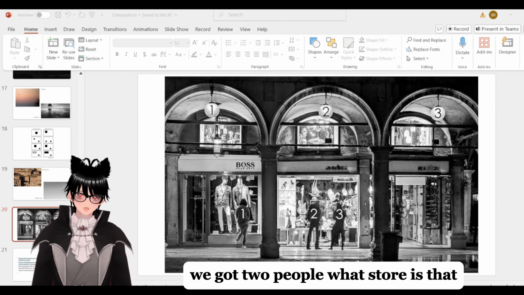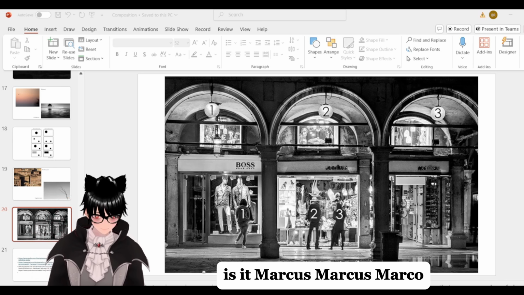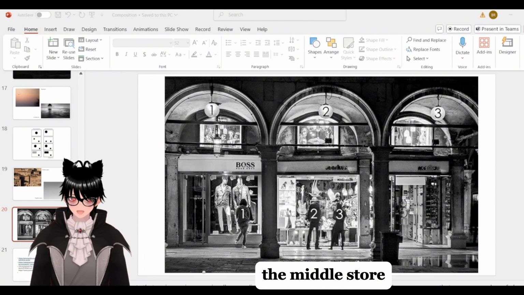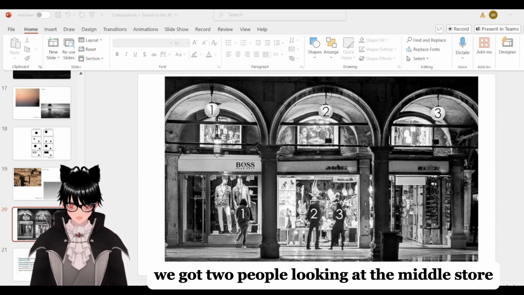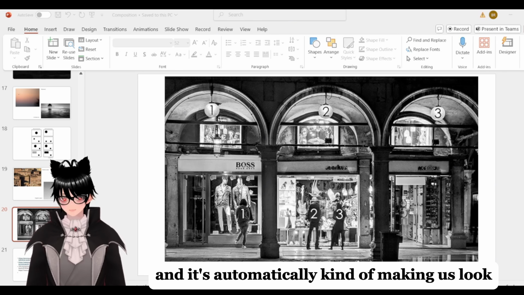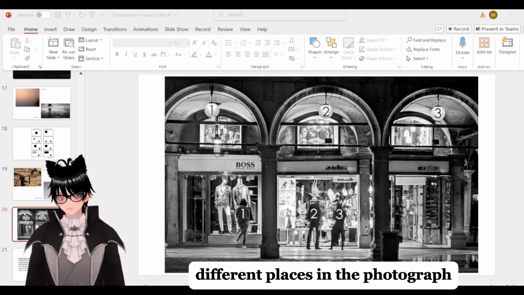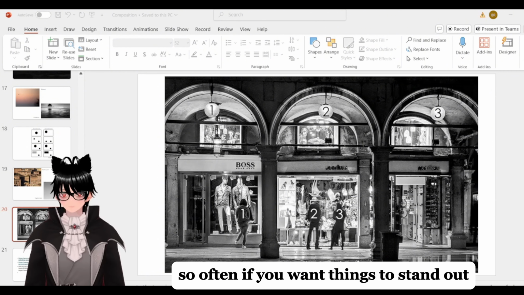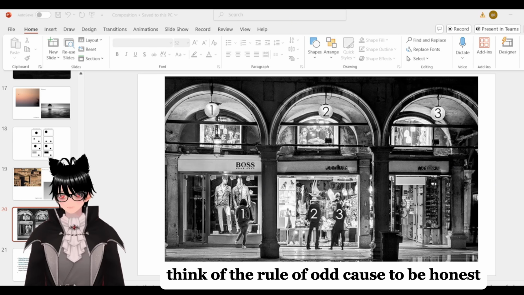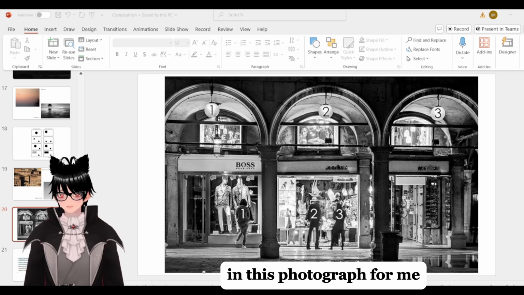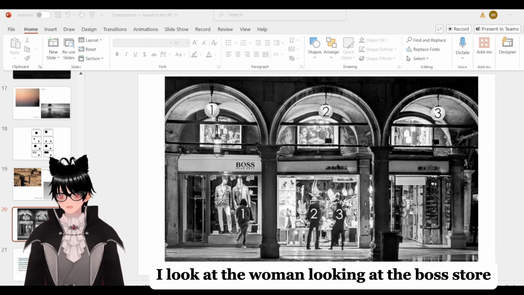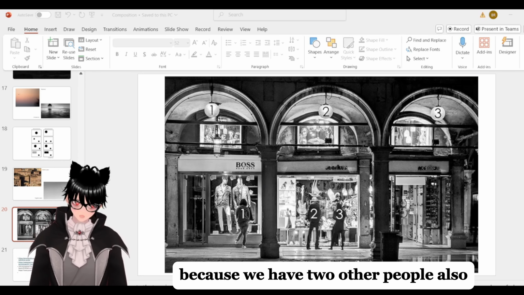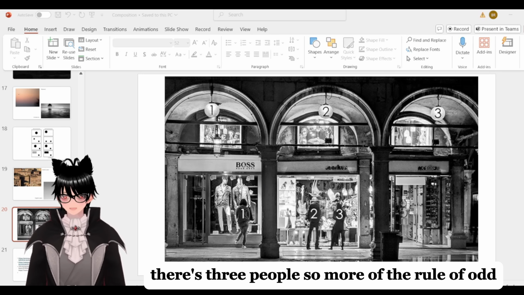We've got 2 people. What store is that? Is it Marcus? Marco? The middle store. We've got 2 people looking at the middle store, and it's automatically making us look at different places in the photograph because of how odd it looks. So often, if you want things to stand out, think of the rule of odds. Because to be honest, in this photograph, I look at the woman looking at the Boss store because it's only her on her own, because we have 2 other people. Also, there's 3 people, so more of the rule of odds.